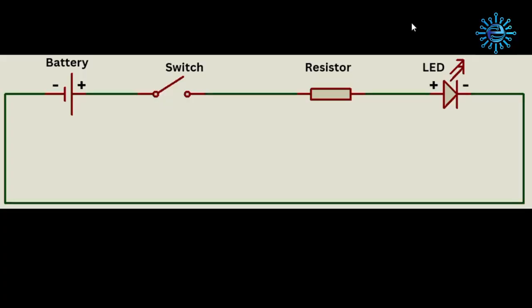Our circuit diagram shows that the positive leg of the battery is connected to one leg of the switch, and the other leg of the switch is connected to one leg of the resistor, and the other leg of the resistor is connected to the positive leg of the LED, and the negative leg of the LED through a jumper wire is connected to the negative leg of the battery, making a complete circuit.